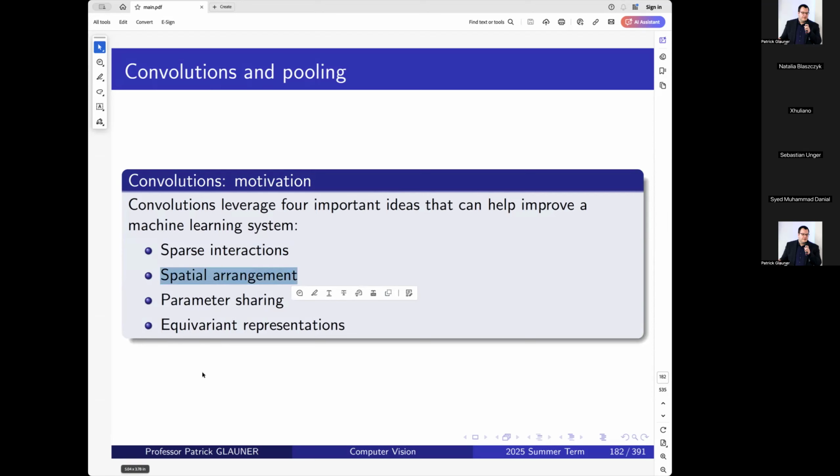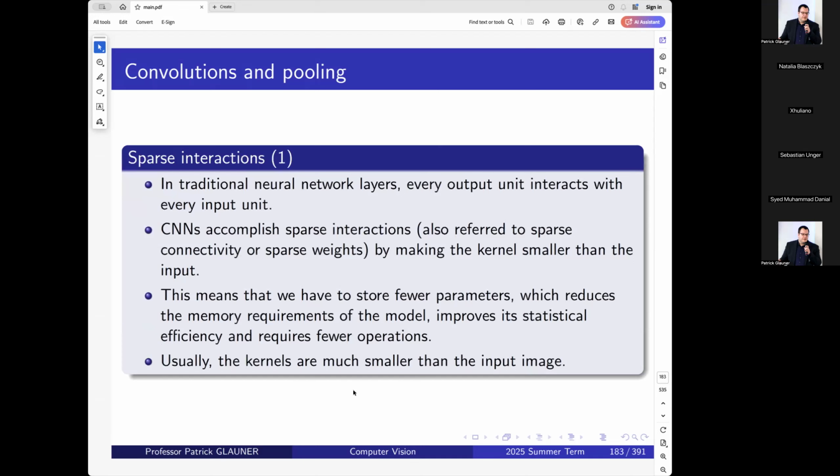We will also look at spatial arrangement, how we can move these masks or kernels around. We'll look at parameter sharing and equivariant representations. What are sparse interactions? Sparse interactions address the following issue. I've said in a traditional neural network before, every output interacts with every input because we have these fully connected networks. And convolutional neural networks reduce the overall number of parameters by using sparse interactions.